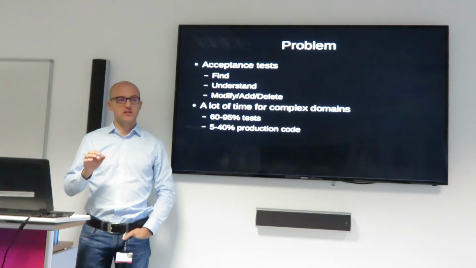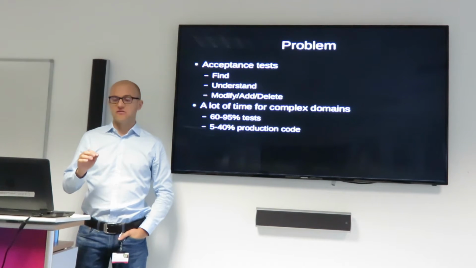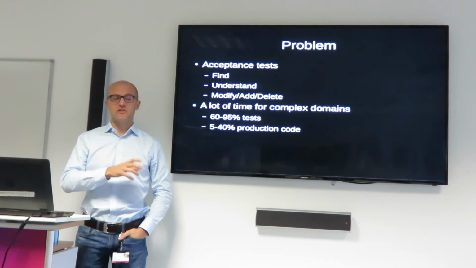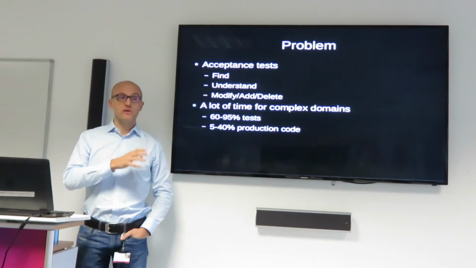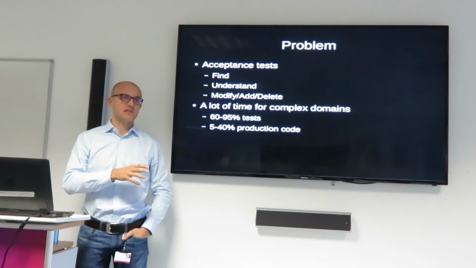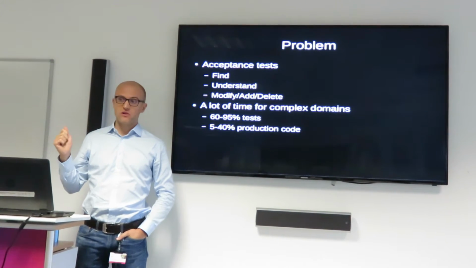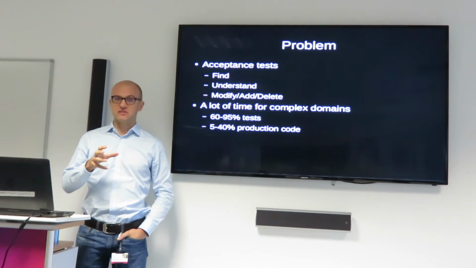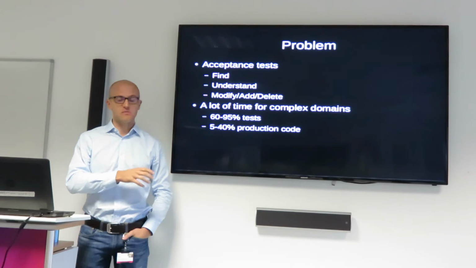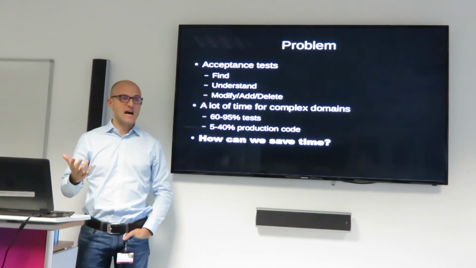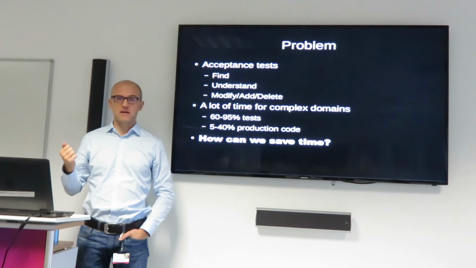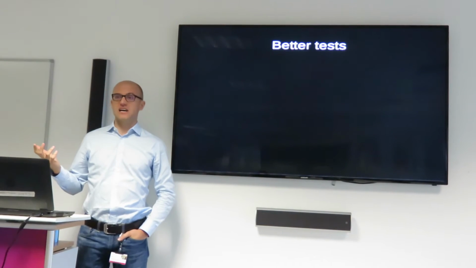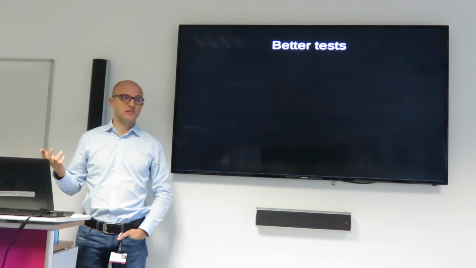Especially in complex domains, I found that most of the time I'm spending is in the acceptance test, and only a fraction of the time looking at the production code to make the application do whatever it's supposed to be doing. So maybe it's worth thinking about how we could focus on optimizing our acceptance tests rather than the production code. So basically the question I want to ask is, how do we save time by looking at the acceptance test? An obvious point would be to write better acceptance tests, right?